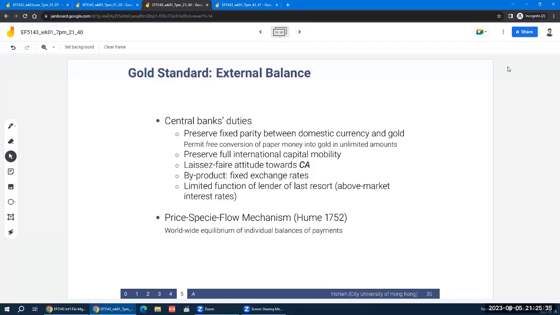But let me go over the other side effects of the gold standard. Naturally, because of their sole dedication to this peg for every country, they have no monetary policy. So if your country is doing poorly, they can't change interest rates. They can't change money supply. If they do this, it naturally means they have to depeg, right? And that's a no-no under the international gold standard. So in other words, there's a limited function of lender of last resort, right?